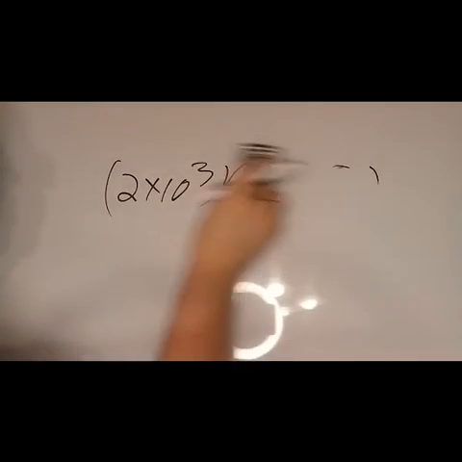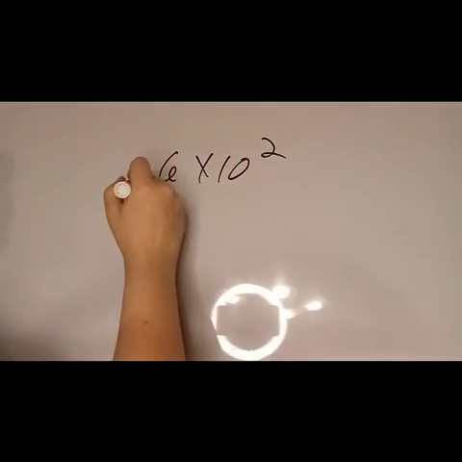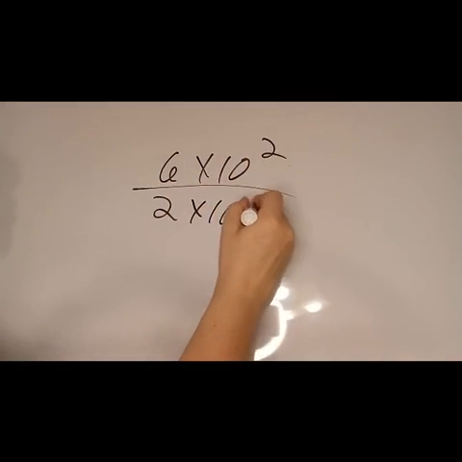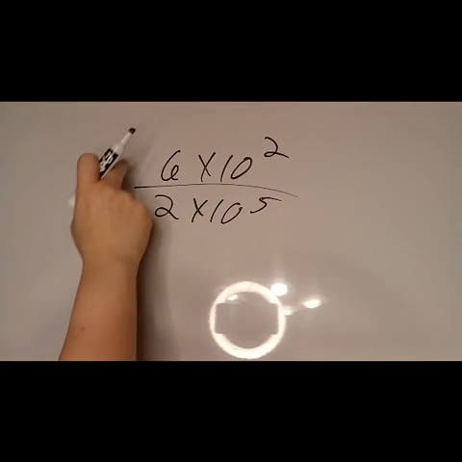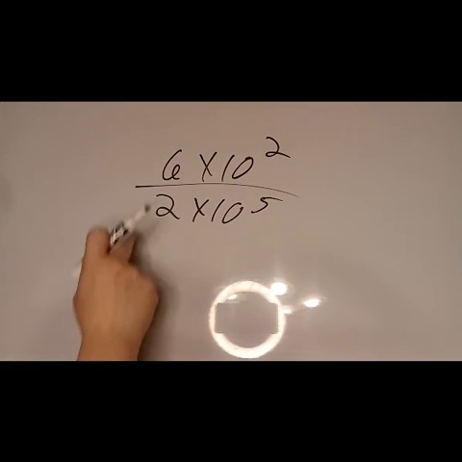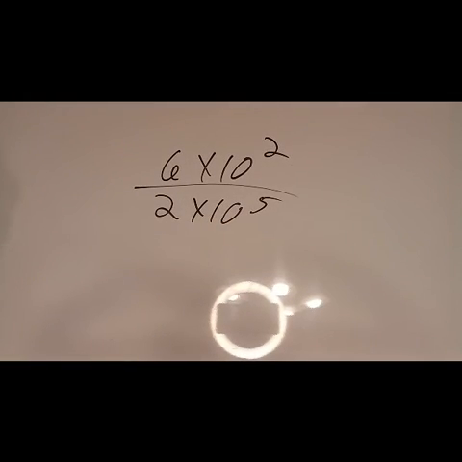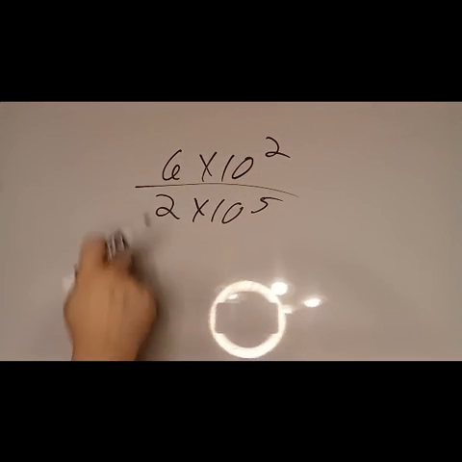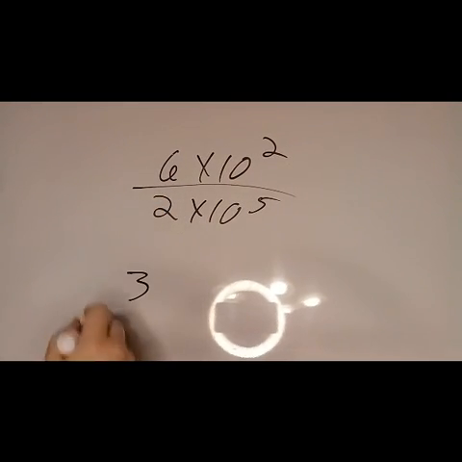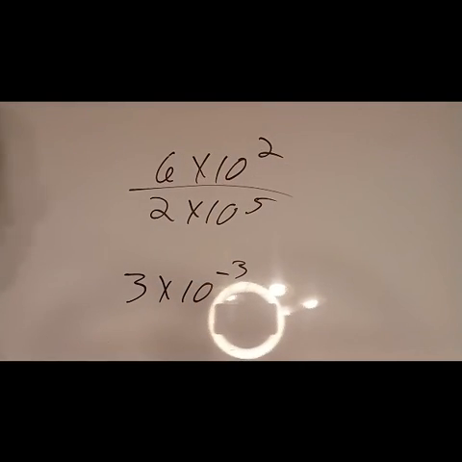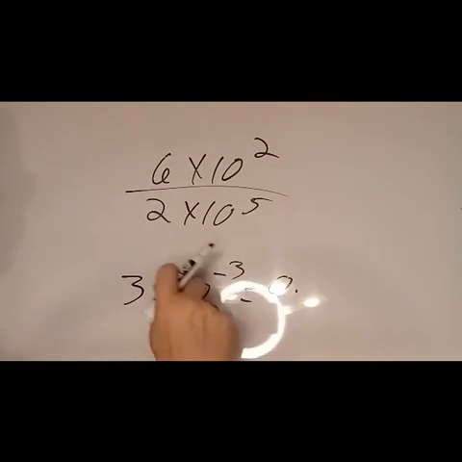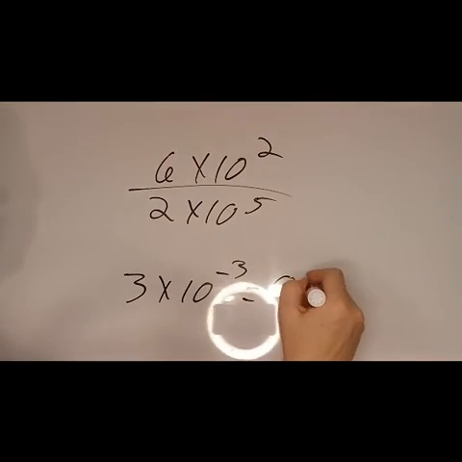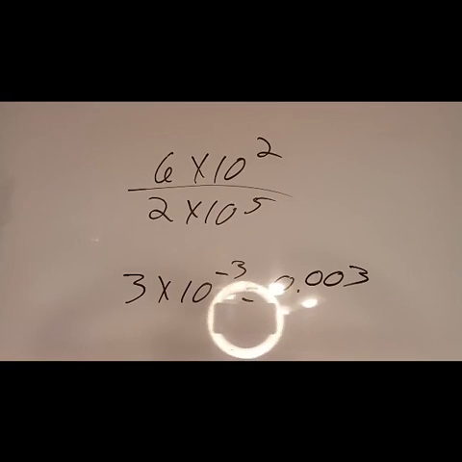Now let's divide. I'm going to put it backwards here. I'm going to make the numbers a little bit different. All right, so we have 6 times 10 to the 2 divided by 2 times 10 to the 5. So that's 2 is less than 5, right? So we do the division there and we get 3, okay? So now we're looking at this. 2 minus 5 is minus 3. So the answer is 3 times 10 to the minus 3, which is 0 point. We're going to move it over 3 places. 1, 2, 3. There's our answer.